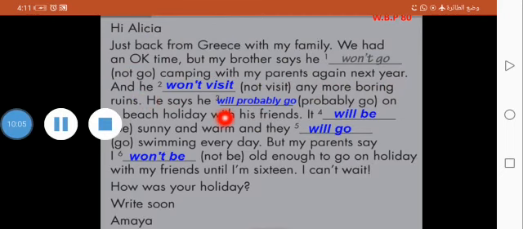He says he will probably go on a beach holiday with his friends. It will be sunny and warm, and they will go swimming every day. But my parents say I won't be old enough to go on holiday with my friends until I'm 16. I can't wait. How was your holiday? Write soon, Maya. Good answers, my great students.